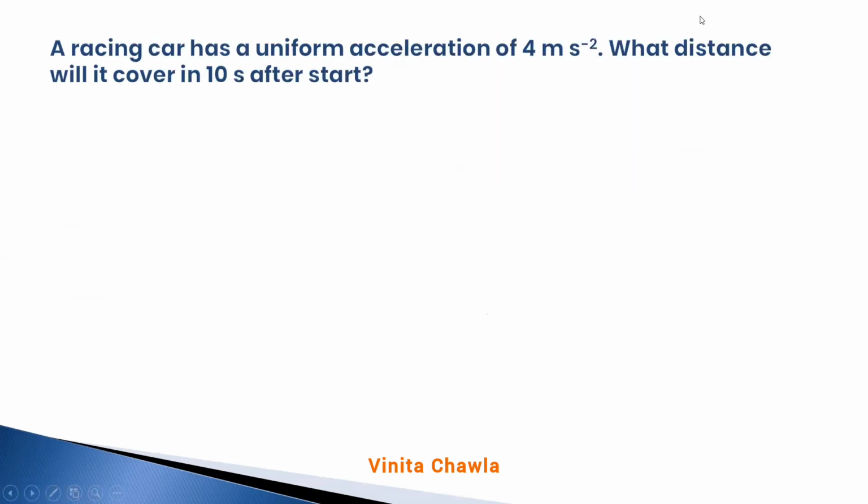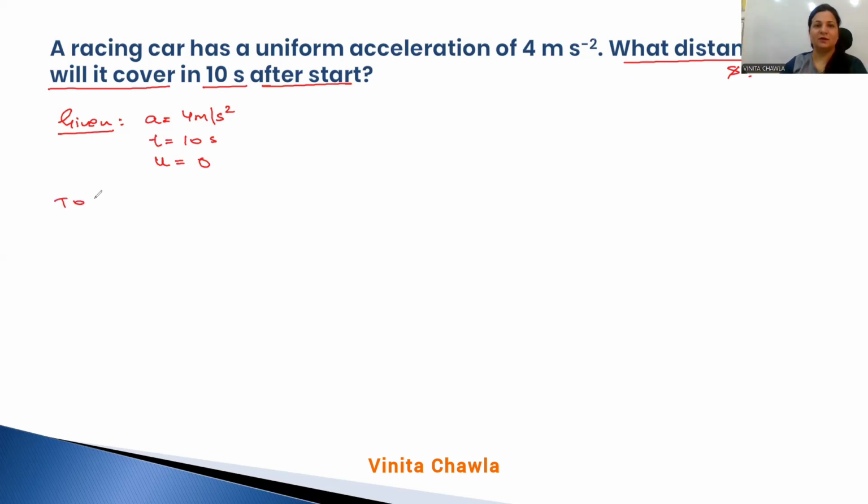A racing car has uniform acceleration of 4 meter per second square. Acceleration is given. So given acceleration is 4 meter per second square. What distance will it cover? Means we have to find displacement in t seconds. Sorry, in 10 seconds. Time is given. Time is 10 seconds after start. After start means u is 0. So we have to find distance.